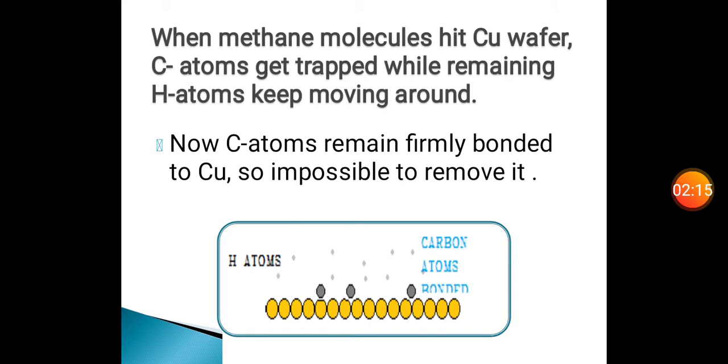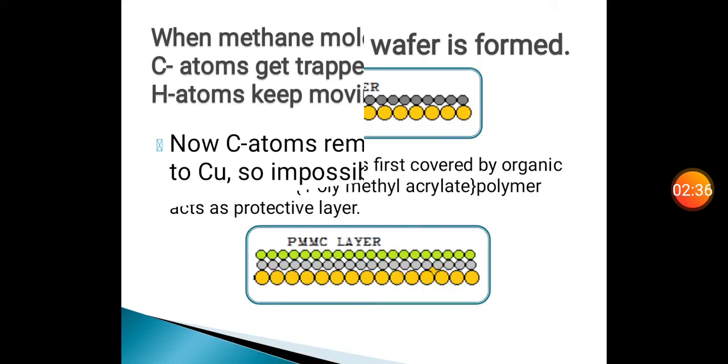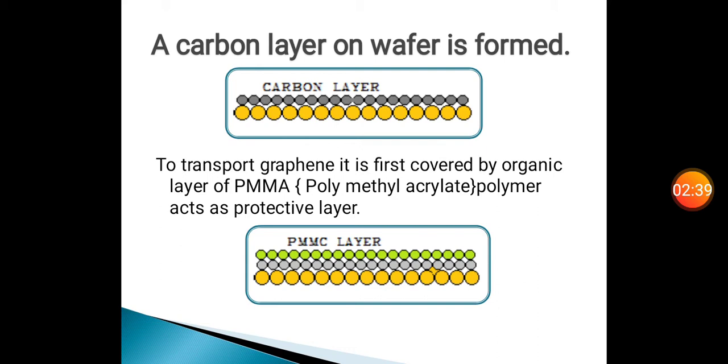In this way, as the reaction proceeds, the number of carbon atoms attached to the copper wafer increases. The carbon atoms remain firmly bonded to the copper wafer, so it becomes impossible to remove them. Then finally a carbon layer on the wafer is formed. This carbon layer is actually graphene. It is just one carbon atom thick.